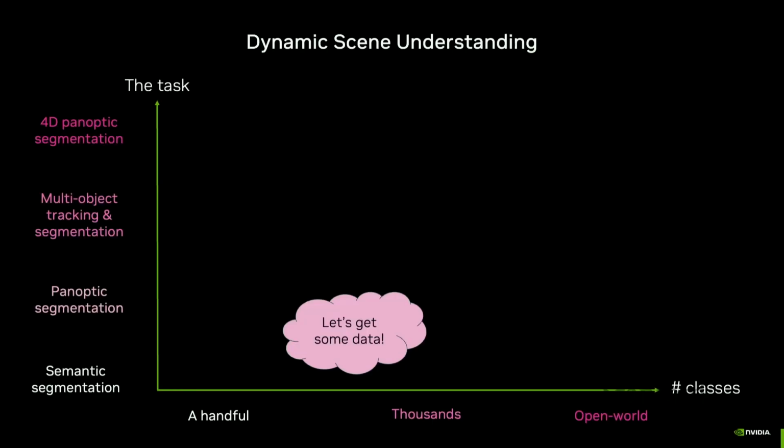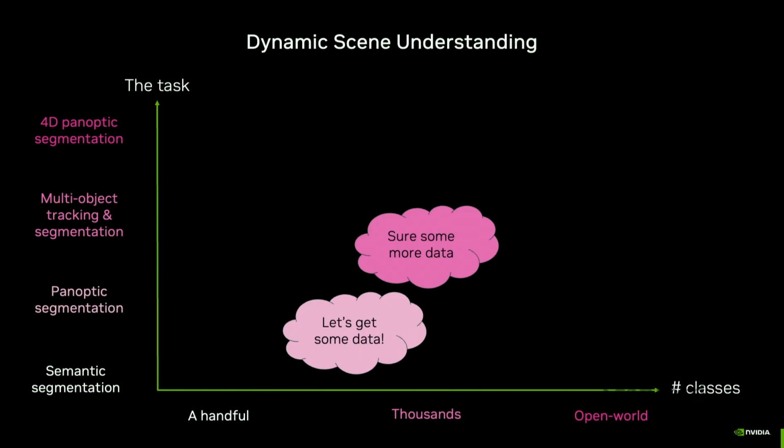So again, for semantic and panoptic segmentation, how the community went about it is, until 1,000 classes, let's get some data. For semantic segmentation, it's possible. For panoptic, hundreds of classes, it's still possible. For tracking, we did pretty much the same. Let's get some more data.